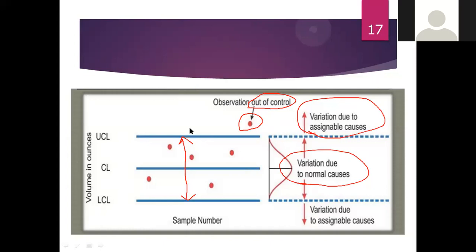Okay, that was an interruption. Right. So if you have any points beyond those lines, then it is called an assignable cause, a problematic cause. You have to remove those causes, right? So this is the idea of normal causes and assignable causes.